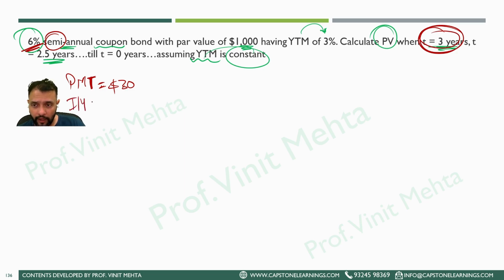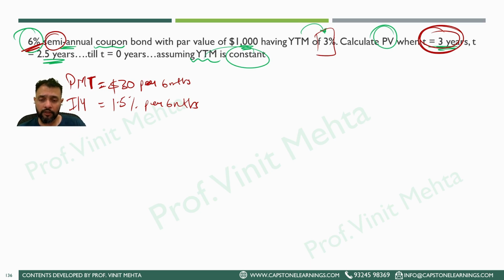Then your IY is the rate at which you discount. PMT is $30 per semi-annual period, every 6 months. Now here's the thing, should I take the discount rate as the 6-month one or the 12-month one? What makes sense? If your cash flow is coming every 6 months, should I take the 12-month number as the discount rate? No, it will be the 6-month one. YTM is always on a stated annual basis. How does 3% come? 1.5% into 2, since there are 2 six-month periods, so 1.5% is the YTM per 6 months. You see, PMT is a 6-month number, so IY will also be a 6-month number.